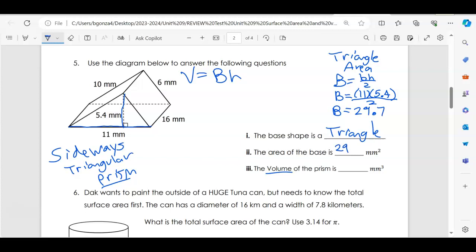So that's the area of the base. It's two-dimensional, so it's in millimeters squared. Now, the question is, what is the height? So the height of the whole prism is between the parallel bases, between the parallel triangles. I know it's weird, but because it's sideways, the height is 16 because it's laying down sideways. So my volume, area of the base, is 29.7 times the height of 16.